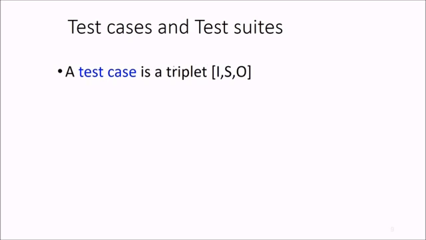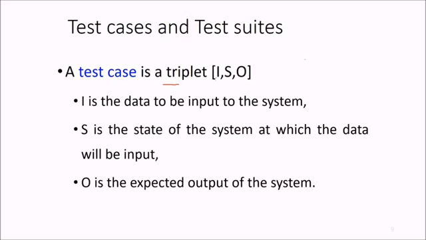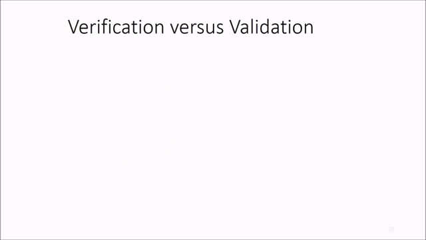So what is a test case? It is a triplet. What triplet? I, S and O. I is the input, the data input to the system. S is the state of the system at which the data will be input. And O is the expected output of the system. So input, the state at which the system will be given the input, and the expected output of the system. This is what a test case is all about.